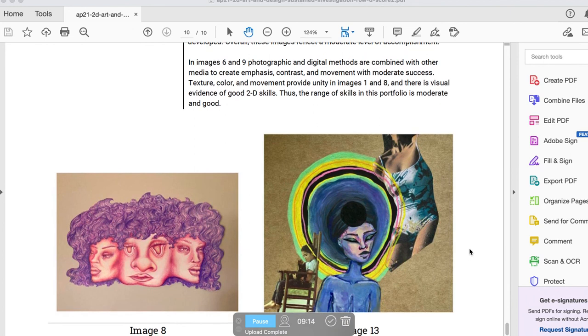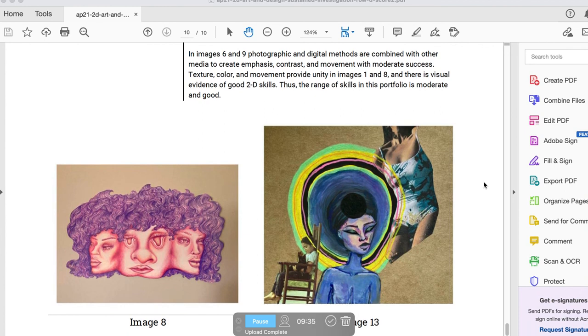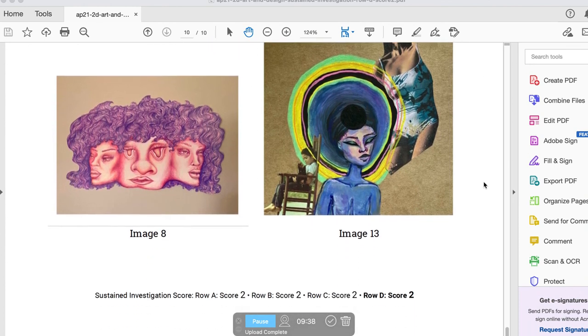In images 6 and 9, photographic and digital methods are combined with other media to create emphasis, contrast, and movement with moderate success. Texture, color, and movement provide unity in images 1 and 8, and there is visual evidence of good 2D skills. Thus, the range of skills in the portfolio is moderate and good.